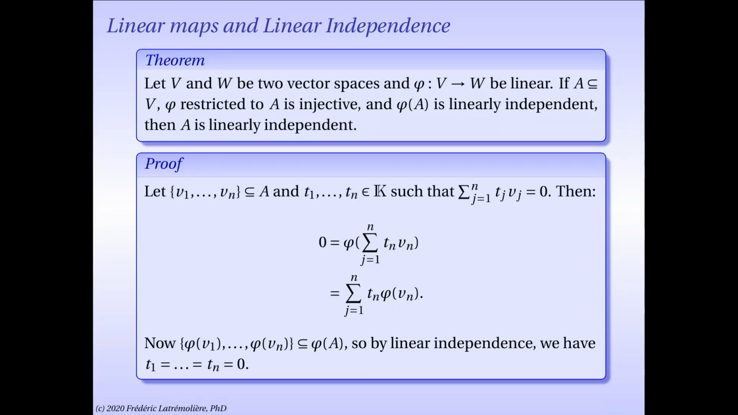Now here we're going to use the fact that phi is injective to note that the set phi of v1, etc., phi of vn is indeed a set of n elements, which is properly denoted here. And it's important because then we can apply the fact that phi of A is linearly independent to conclude that t1, etc., tn are all equal to 0. This indeed proves that our set A is linearly independent as claimed.